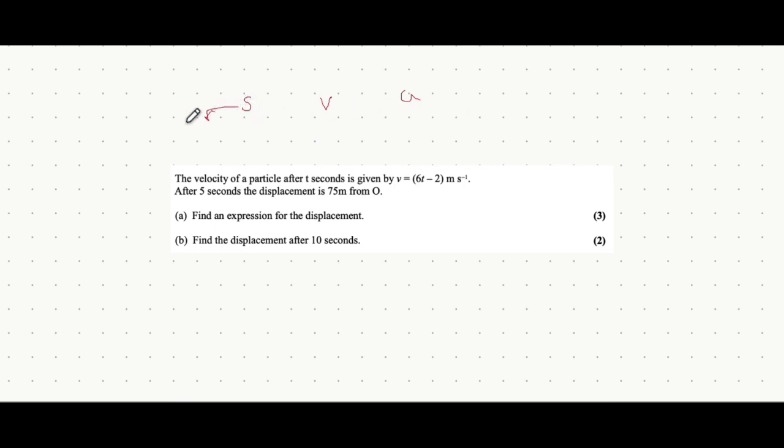Sometimes you might see displacement represented by a position vector, which is like a bold R or even an R with an underscore underneath it. But yes, just so you're aware.